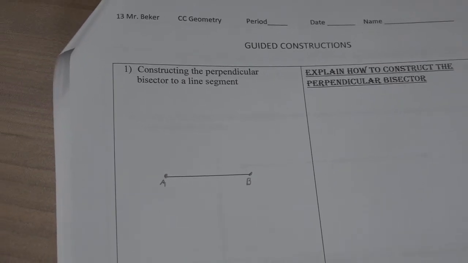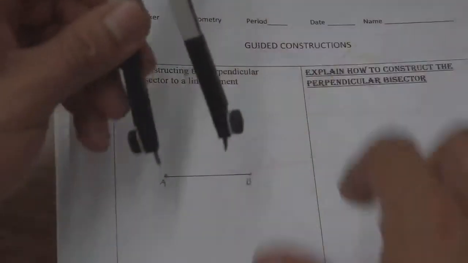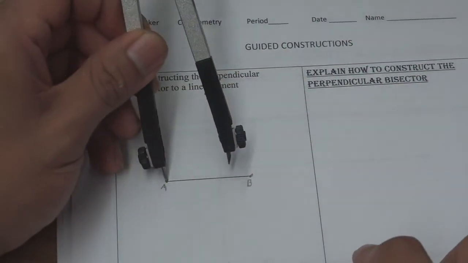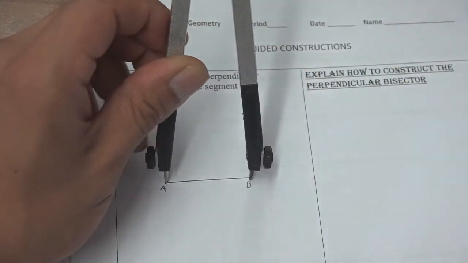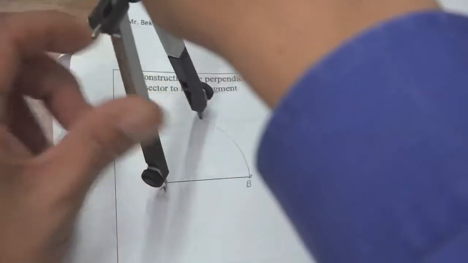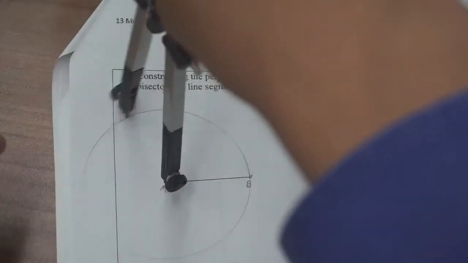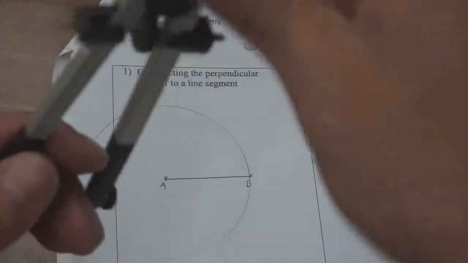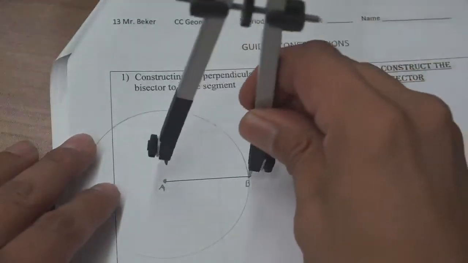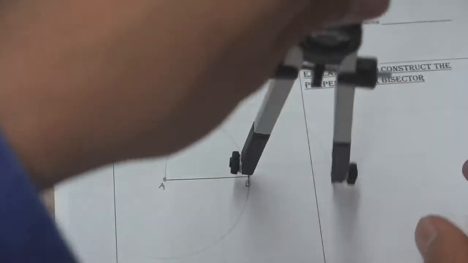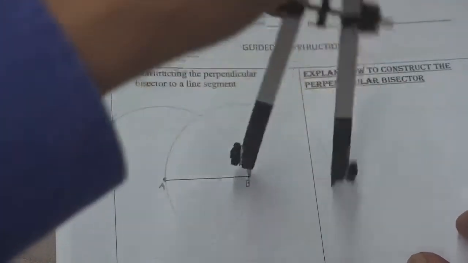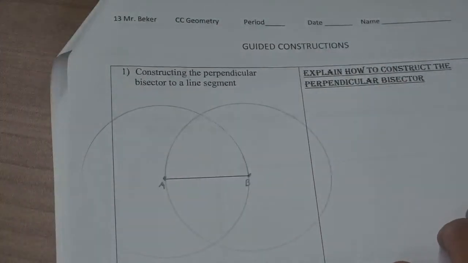So let's see. Open the compass to the length of the segment AB, okay? Trace your circle with radius AB. And now, create circle B with radius BA. And that's it.